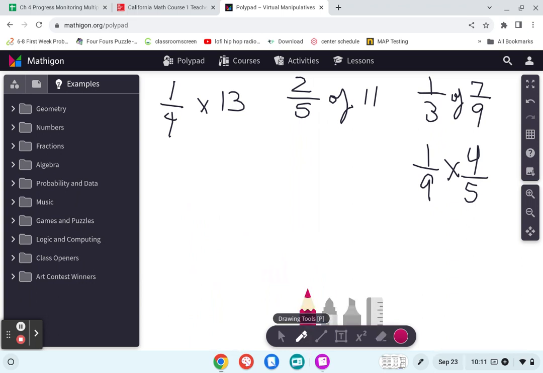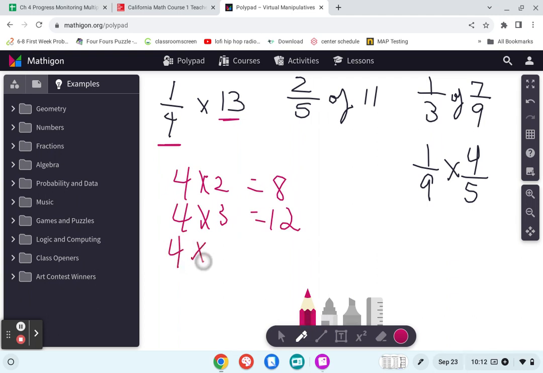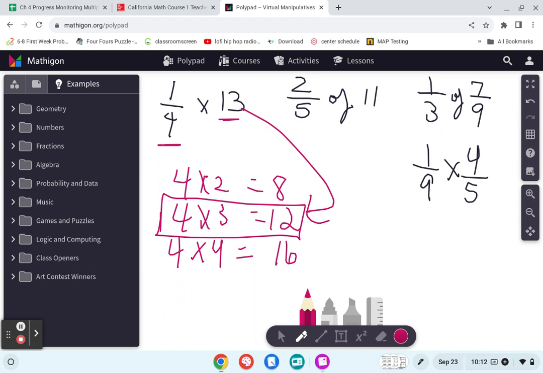If I have 1/4 of 13 and I want to estimate what that could be, I'm going to think about what can I multiply by 4 that is close to 13. And if I know my facts, then I know that 4 times 2 is 8, 4 times 3 is 12, 4 times 4 is 16. So if you just look at these factors here, what do I notice? I notice that 12 is the closest number to 13. So my estimate would be 12, right?